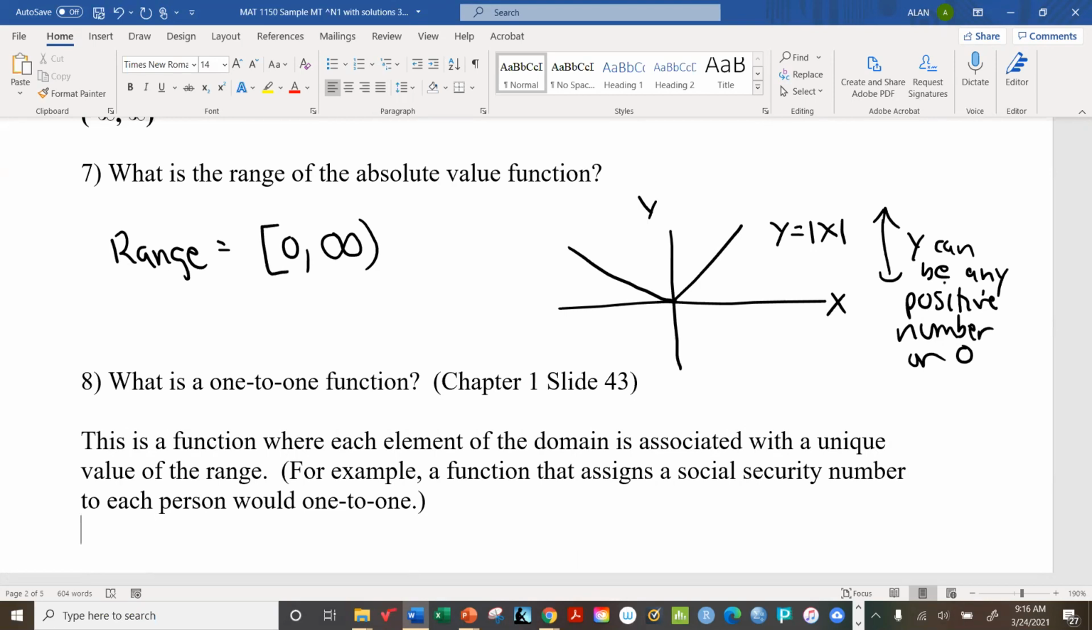It's different with birthdays, of course. More than one person can have the same birthday. So people to birthdays is a function, but it's not one-to-one because you can have multiple people with the same birthday, obviously, but not social security numbers. So that would be an example of a one-to-one function.